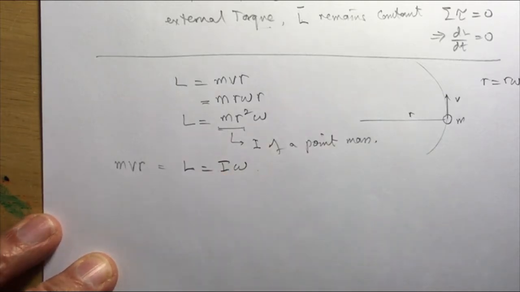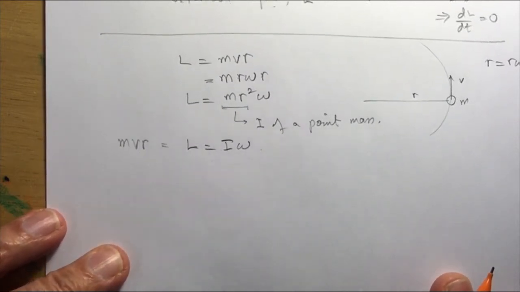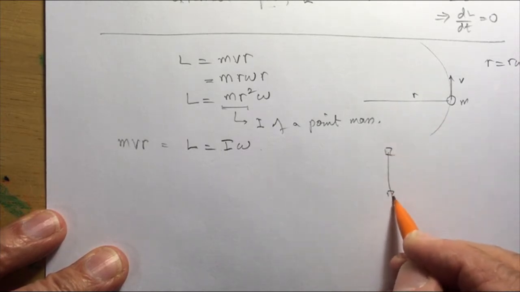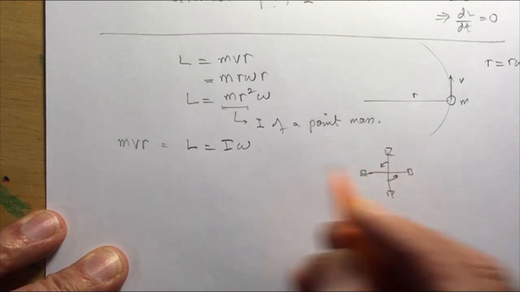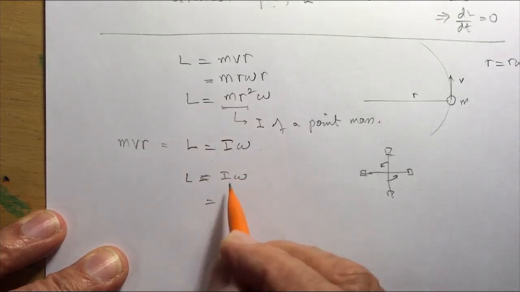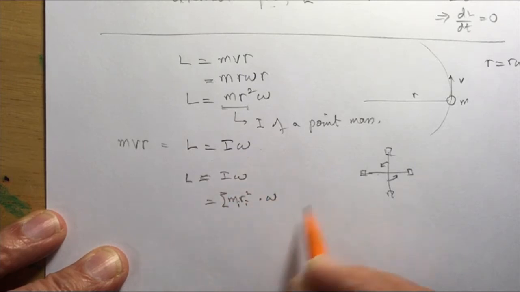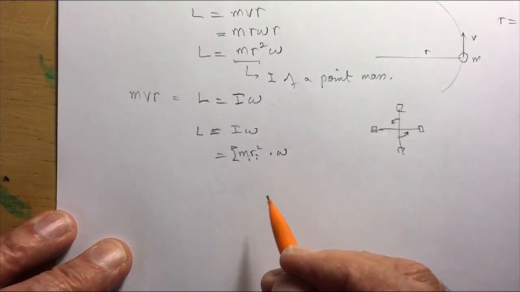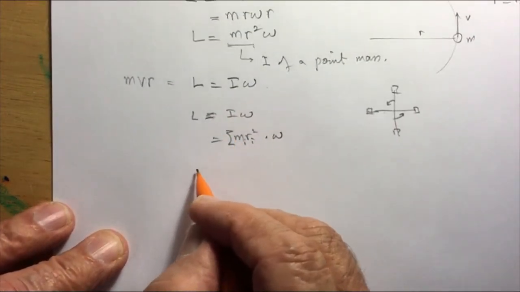And this is very useful when we have a solid object, and we use that to write its angular momentum. Now, if we have, for example, the previous case where we had 4 objects and it's spinning like this, then the L would be I omega, where the moment of inertia is the sum of the m_i r_i squared, times omega for all the particles.